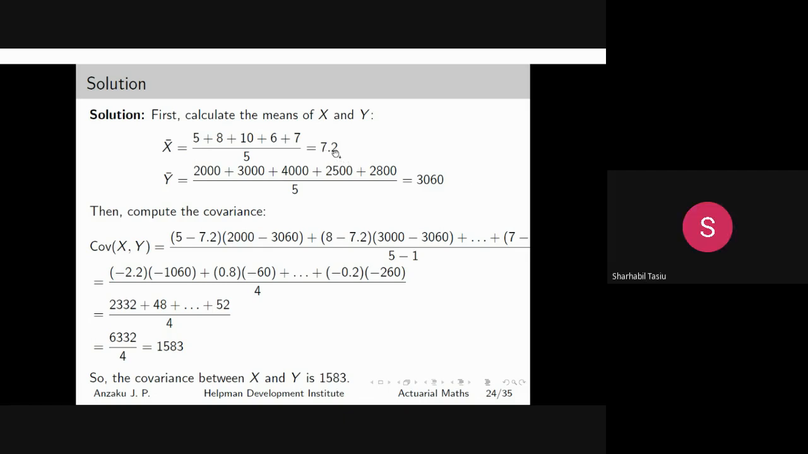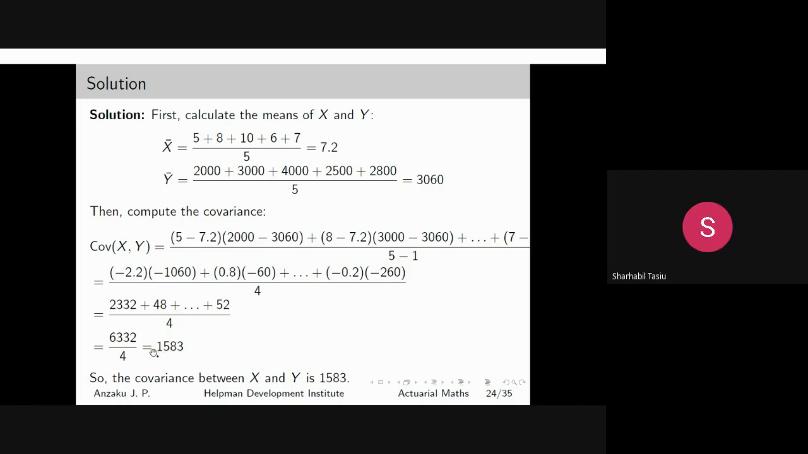We get 7.2 for the mean for the number of claims. We get three thousand and sixty dollars for the claim amount. Then take away the mean from each individual value, just like what the formula says. That's one good thing about mathematics: recall the formula and the method, then you get the answer.